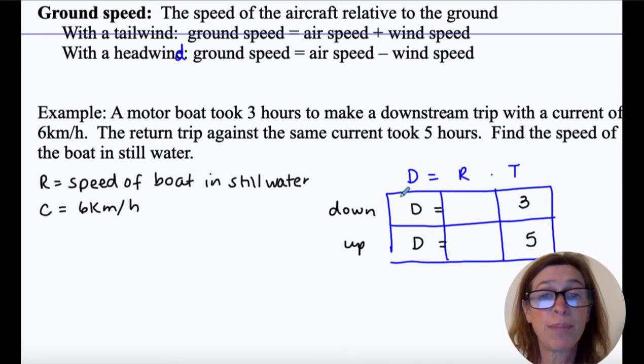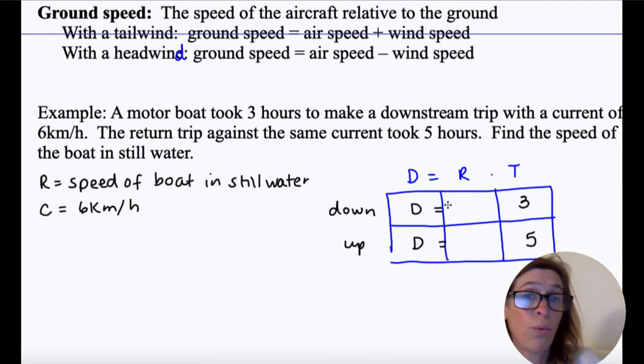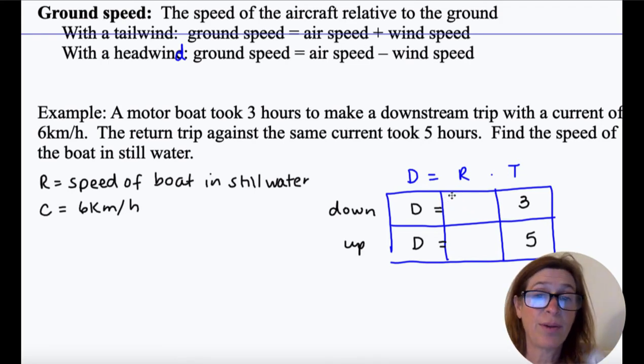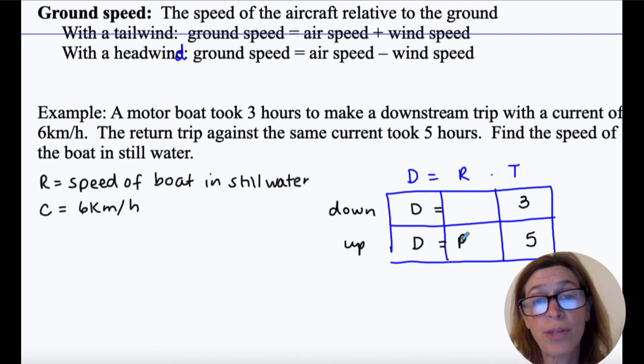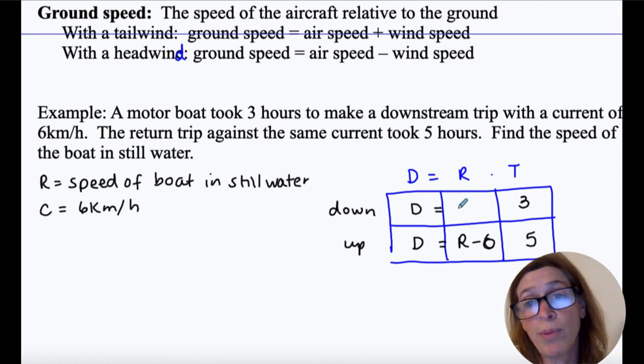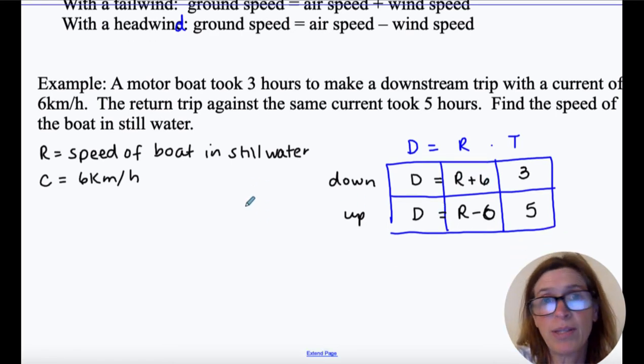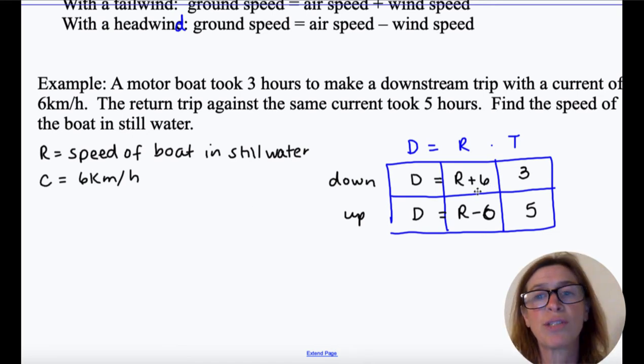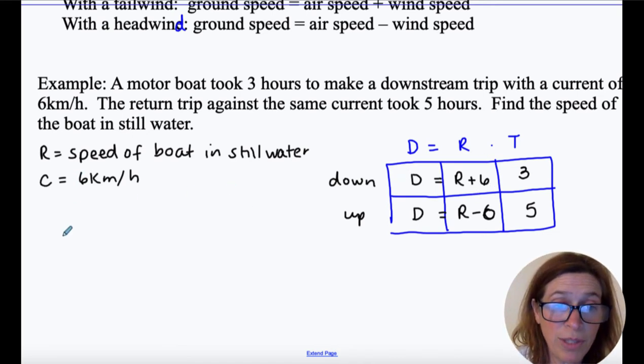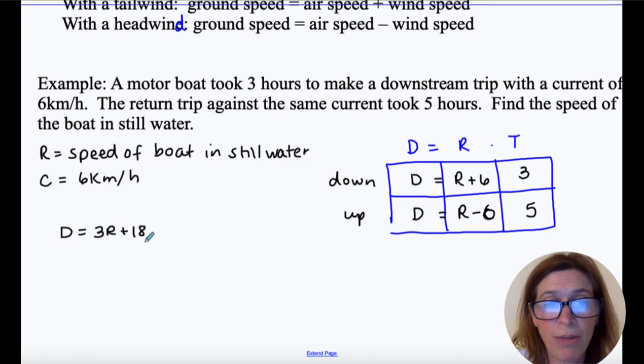All right, so let's think about this R. We've got to take the speed of the boat, and we either have to go with the current or against the current. Okay, so upstream we said was harder, so that would be R minus C. So R minus 6, and going downstream would be with the current, so that would be R plus 6. All right, so now, because we're talking about a system of equations, I have 2 equations with 2 variables. So I'm going to write them. So we have D equals 3R plus 18. So I multiplied by 3. Second equation, D equals 5R minus 30.